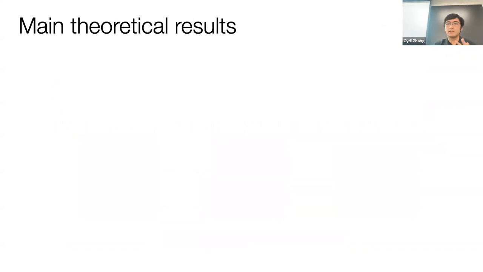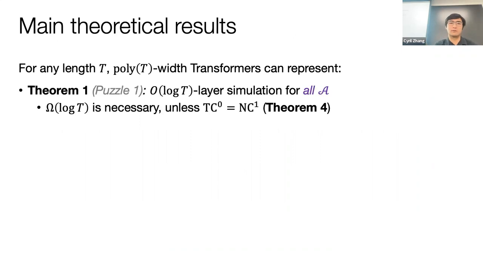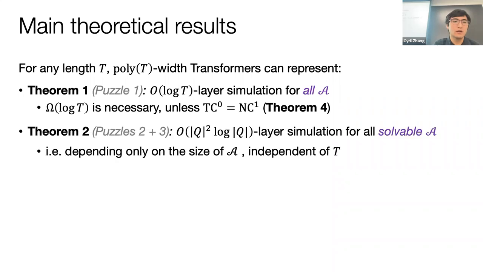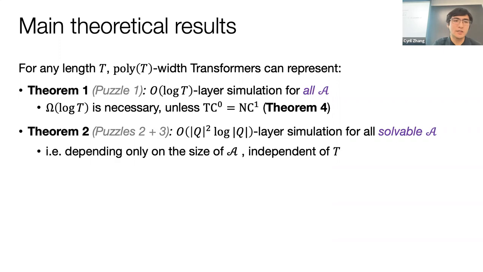Okay, so now I'll just quickly state, we went through all these puzzles. They basically comprise our theoretical results. For any length t, we have poly-sized transformer constructions which represent simulators for all automata. This is just the parallel prefix matrix multiplication algorithm. Furthermore, there's an accompanying lower bound via Barrington's theorem for the worst-case semi-automata.